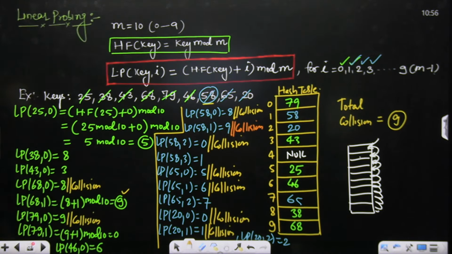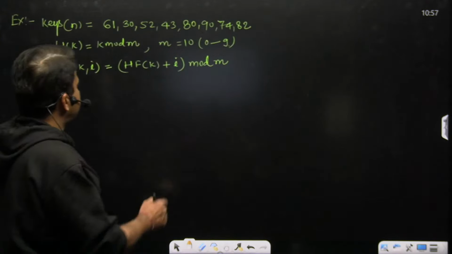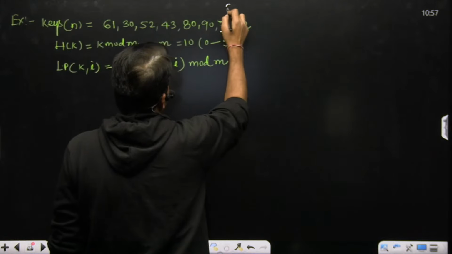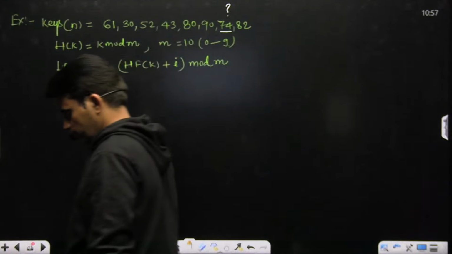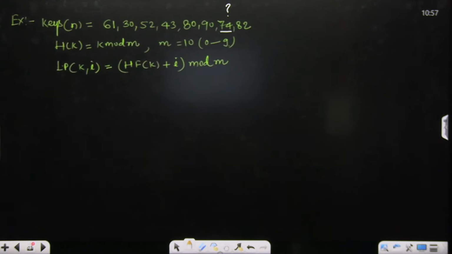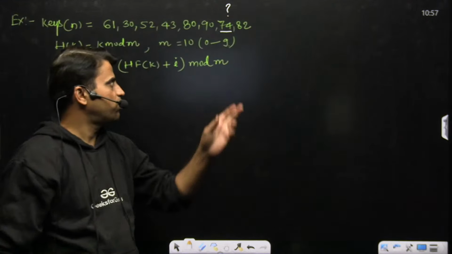Now what is the problem here? Do you see any problem, children? Construct a hash table by using linear probing and tell me what is the hash index of 74? Where is 74 stored? What is the hash index of 82?